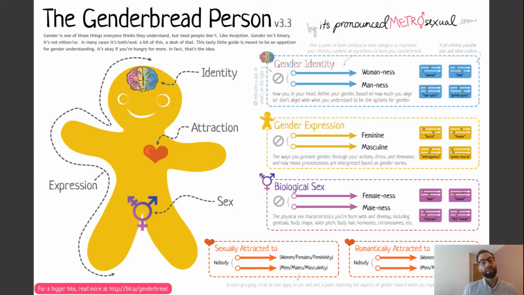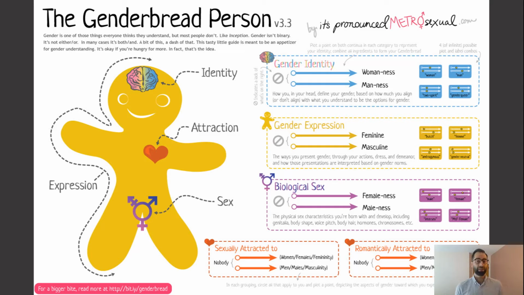If we branch out from this, there's been a really useful diagram that's circulating on the internet. It's a way of breaking down a family of terms that seem to be part of the contemporary discourse for understanding the distinction between gender and sex, and these corollary terms that Butler herself will use. Gender identity, meaning how you in your head define your gender. Attraction, that is what kinds of people along a gender spectrum you find yourself attracted to, if at all. Gender expression, the ways that you present gender through your actions, dress, and demeanor. Biological sex, the physical sex characteristics you're born with and develop.